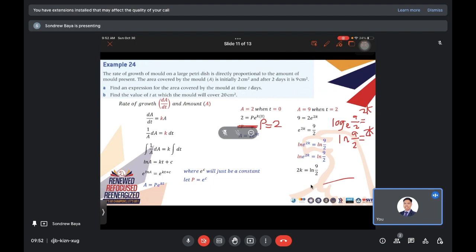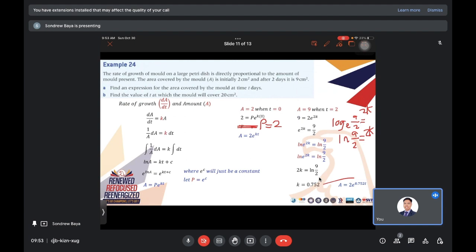Thus, we can now solve for k here by finding the logarithm of 9 over 2 divided by 2. And therefore, k is equal to 0.752. So again, here you need to review your logarithmic rules and properties. Okay. Since we now have the k, we can now come up with a specific function.